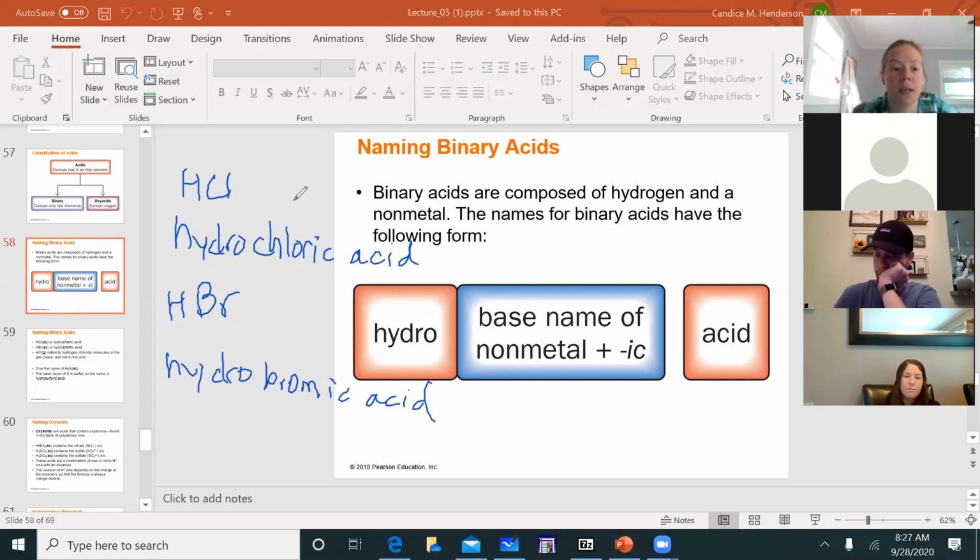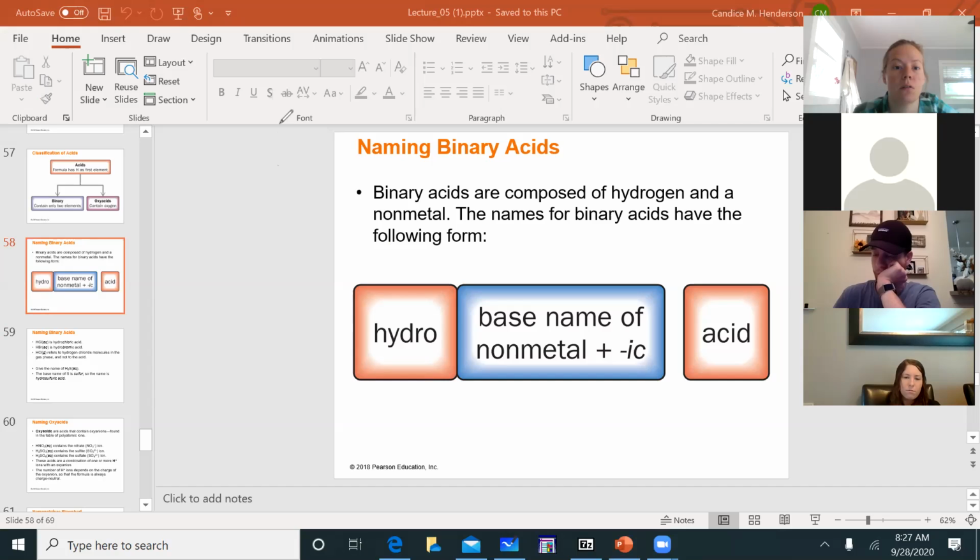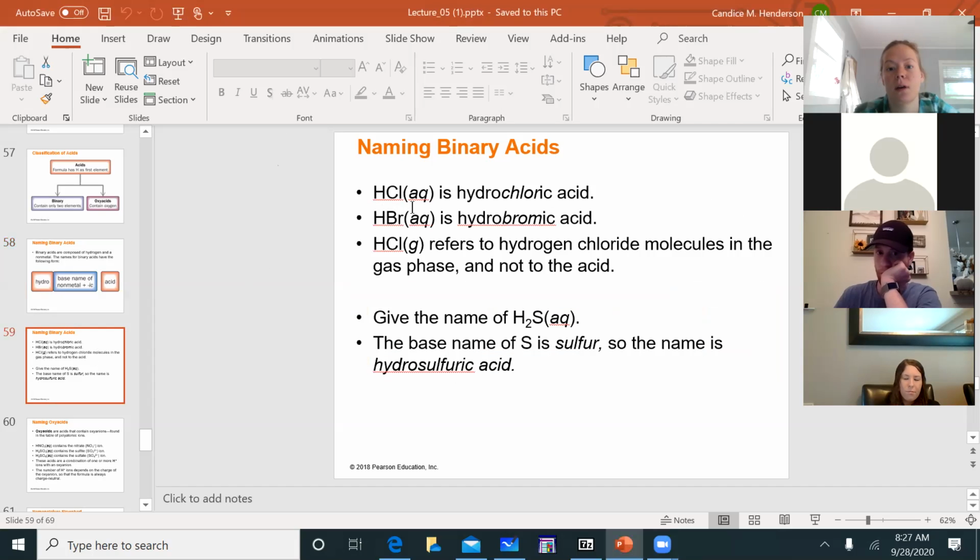It's a little bit more complicated if, let's go to the next page here. You can see some of them. So hydrochloric acid, hydrobromic acid. There is one exception to the truncation rule. If you have H2S, we don't call it hydrosulfic acid, we call it hydrosulfuric acid. So they use the full name of sulfur in that.